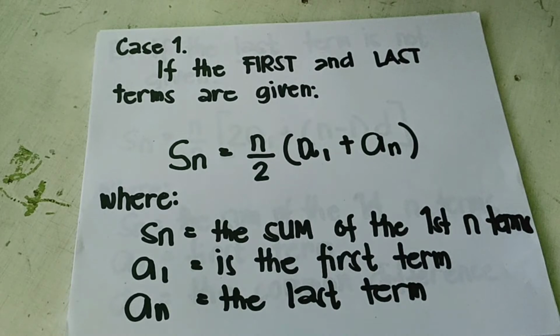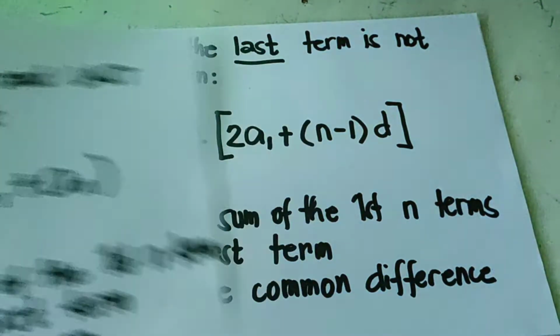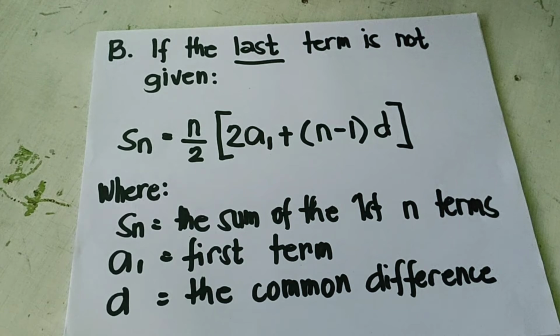Okay, the second formula you can use for solving an arithmetic sequence is if the last term is not given, so you have to use this formula. S_n is equal to n over 2, the quantity of 2a_1 plus, open parenthesis, n minus 1, close parenthesis, times d, where S_n is also equal to the sum of the first n terms, a sub 1 is the first term, and d represents the common difference.